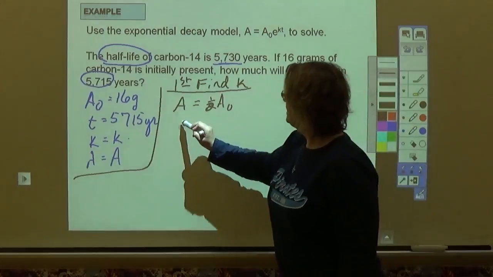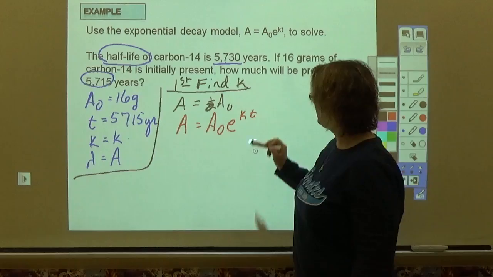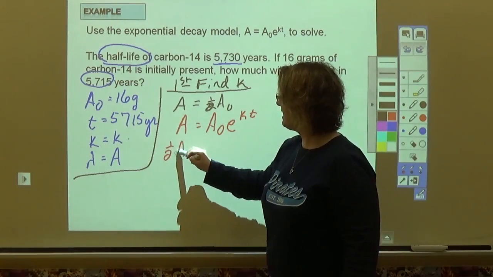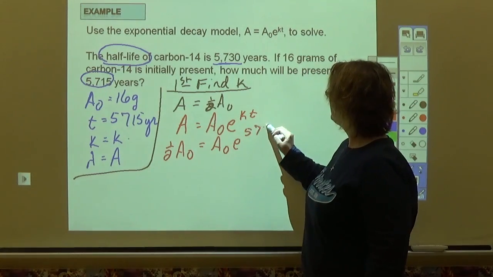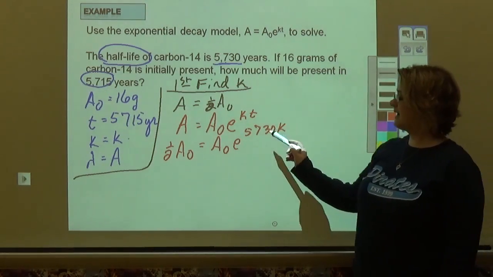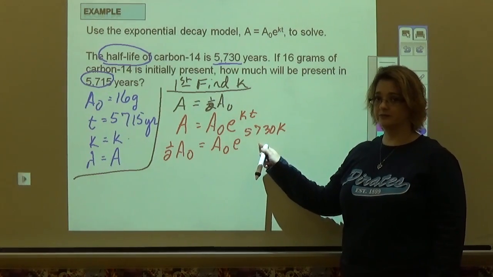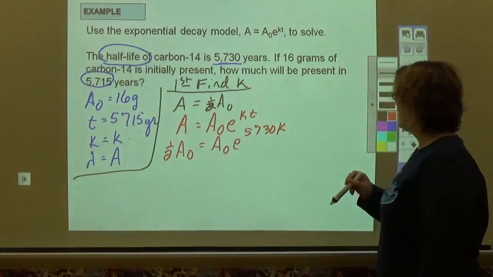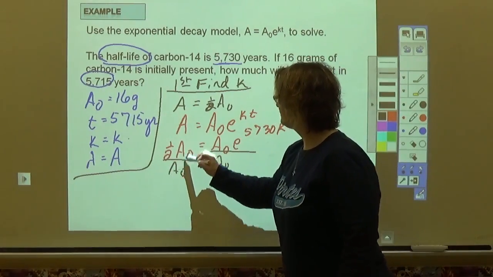Okay? So here's what it'll look like. I'll make that red. So for A equals A sub 0 e to the kt, what we know is we're going to have half. So 1/2 A sub 0 equals A sub 0 e to the 5,730 k. So right now we're trying to figure out the growth rate for 5,730 years, no matter how much we're starting with. We know we're going to end up with half of what we're starting with. And now solve. So divide by A sub 0. That's gone.